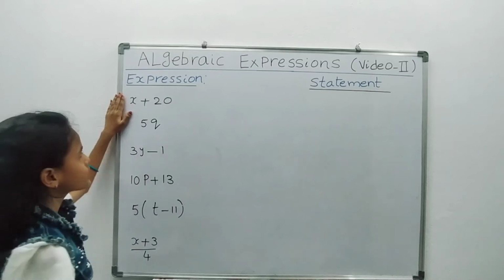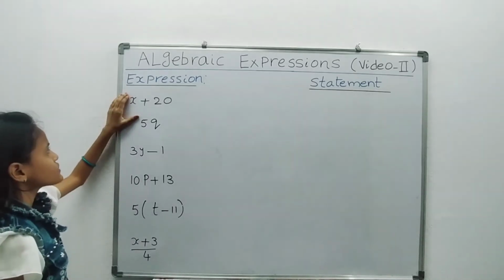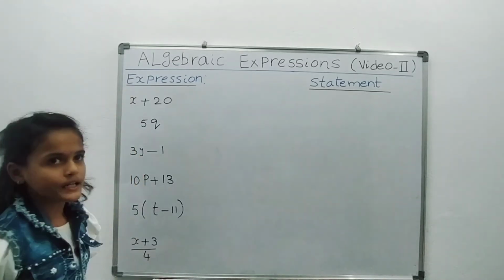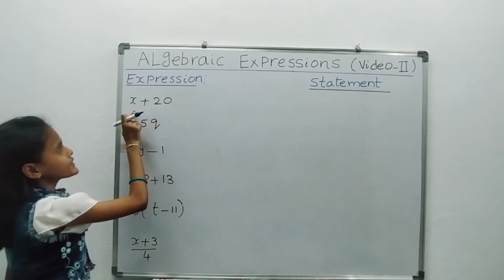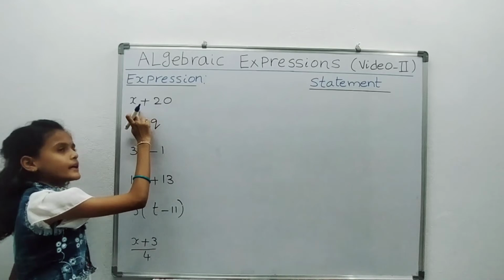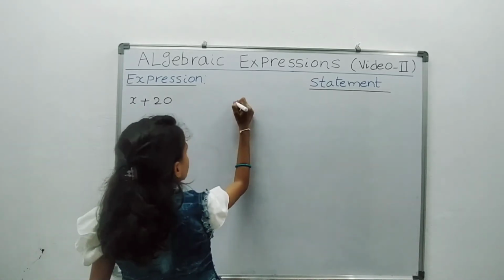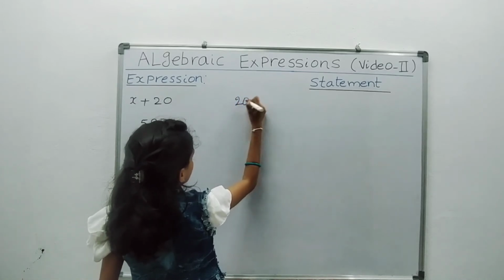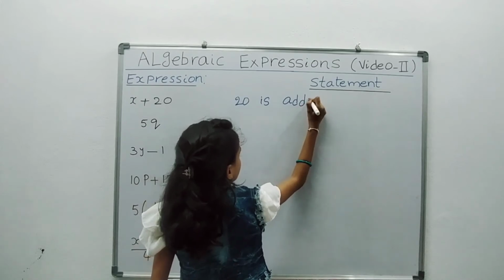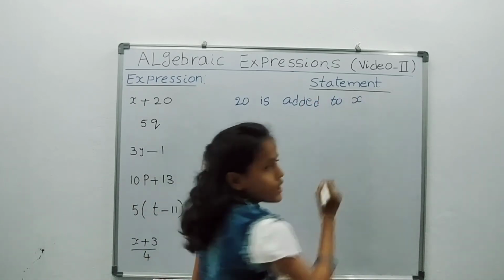Friends, all these are called algebraic expressions. Here, first expression is what? X plus 20. How can we write x plus 20 in statement? Say, 20 is added to x, or x is added to 20, or 20 is more than x. Now I will write 20 is added to x.